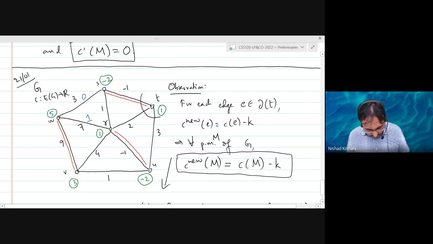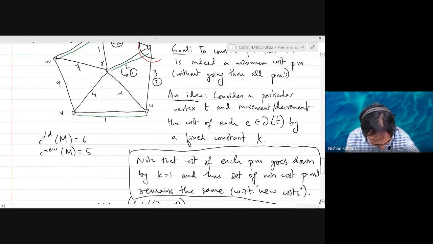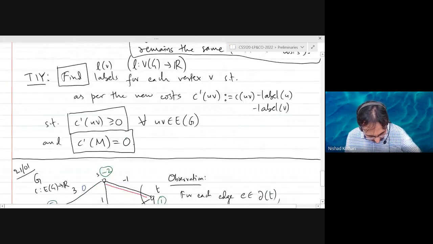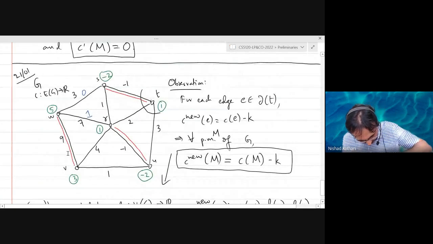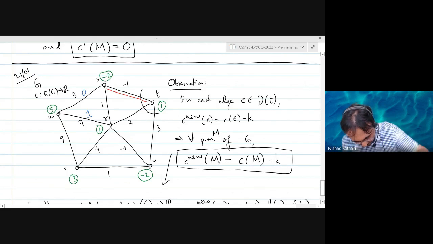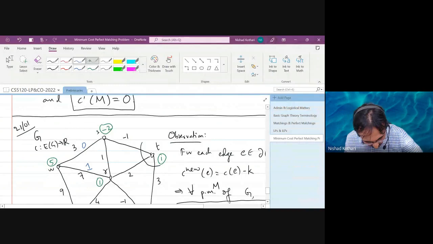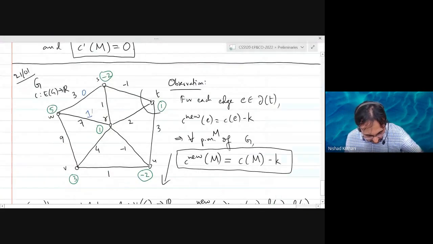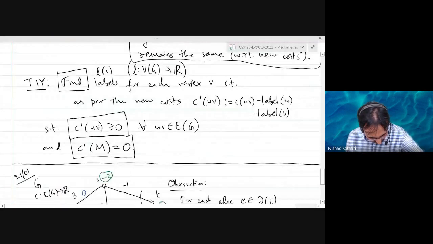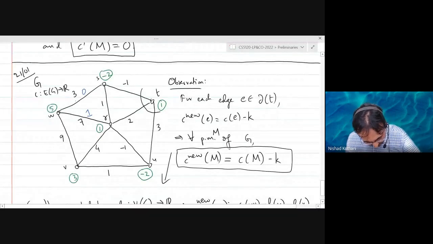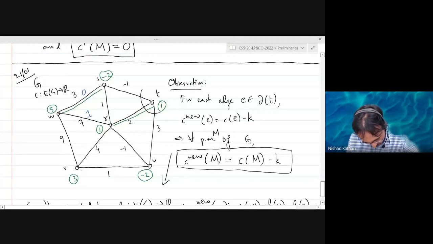I wanted the red colored perfect matching to be. Sorry, I think my M was the green colored perfect matching. Yeah, okay. We have been looking at the wrong perfect matching, but it doesn't matter. We have not really been using it. So the perfect matching we are looking at is actually the green colored one. We wanted to prove that that is a minimum cost perfect matching, right? So it has cost 6, if you might remember. It is this one plus this one plus this one.